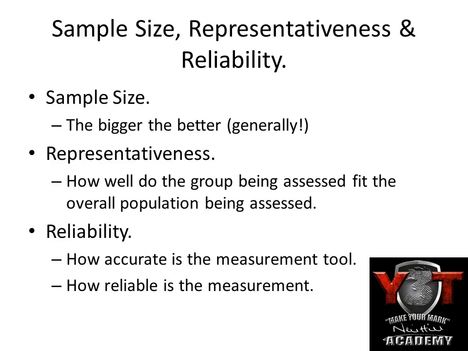Okay, so that brings us on to the next point, representativeness. That basically means how well the group being assessed fits the overall population being assessed. For example, in my research, I looked a lot at ACL injuries. So obviously, the group I'm assessing has got to have an ACL injury. But how well do those ACL injuries represent the population I'm assessing?